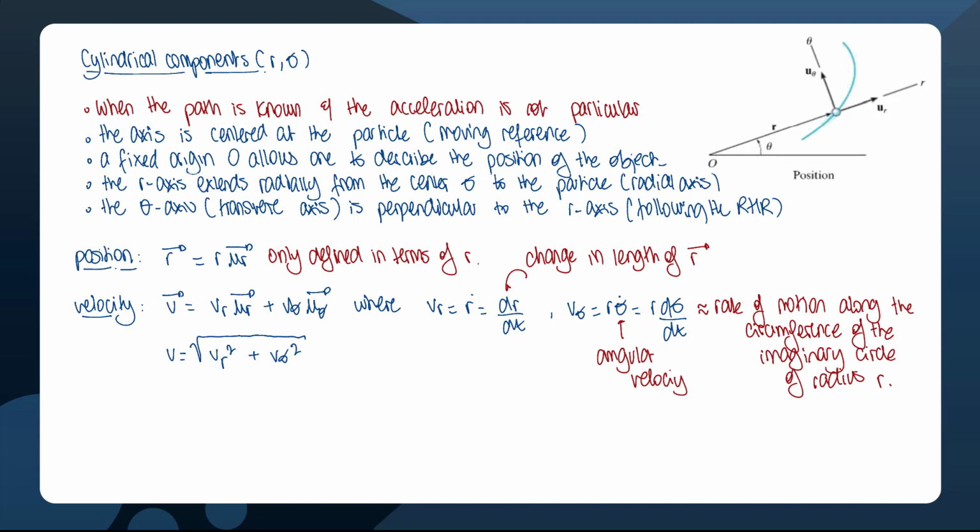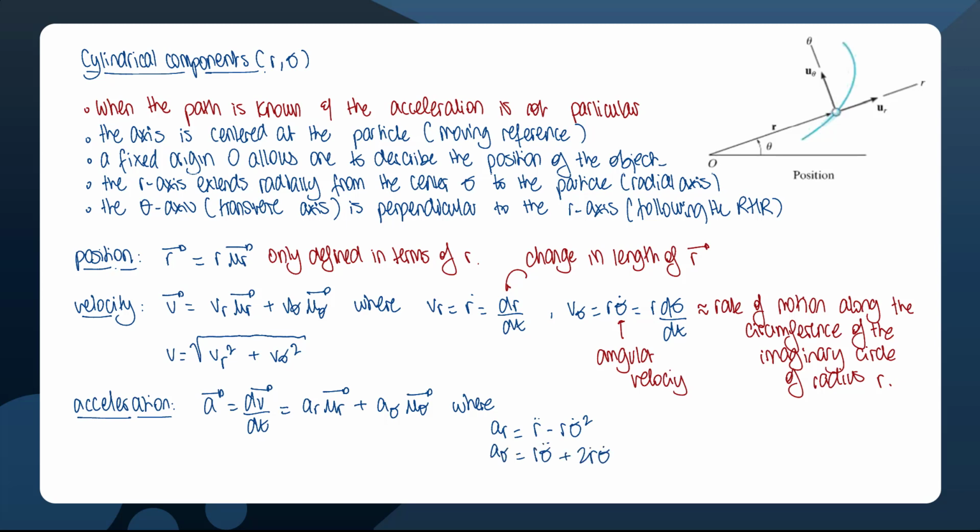Finally, concerning the acceleration for that coordinate system, we have a is equal to dV over dt, which is equal to ar ur plus a theta u theta, where ar is equal to r double dot minus r theta dot squared, and a theta is equal to r theta double dot plus 2 r dot times theta dot. The magnitude is also defined as the square root of the sum of the squares of the two different components. Now I know this might be confusing. I've just shown you multiple expressions and multiple variables that need to be calculated, but you'll better understand what I'm talking about in the next slide.